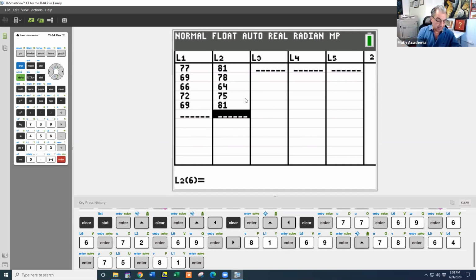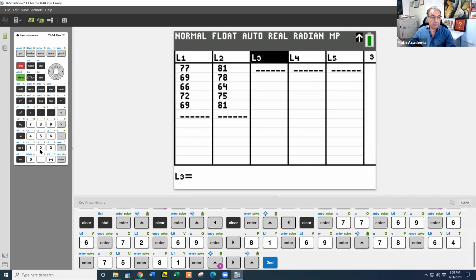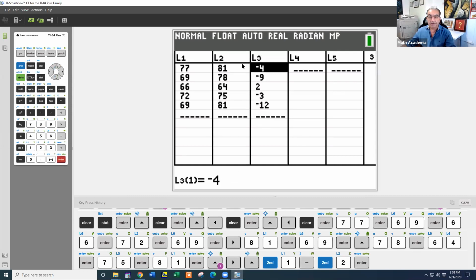Then you can go to L3, and for L3 just do second function 1 or L1 minus second function 2 or L2 and enter. So the calculator gives you the differences. For the first student, it had a positive effect because the difference is negative. So that's an improvement.